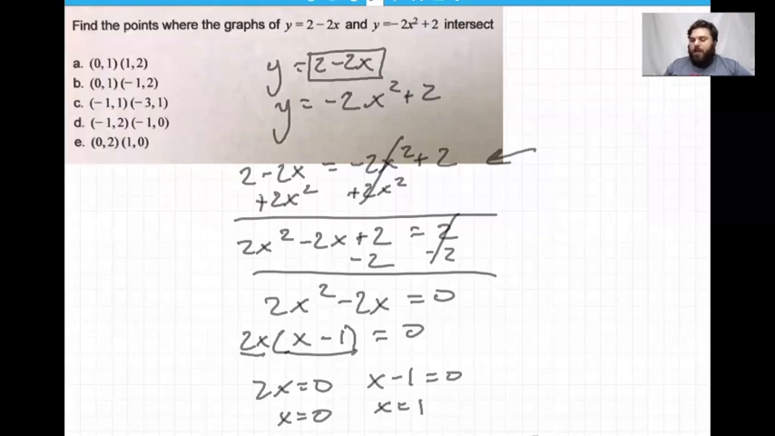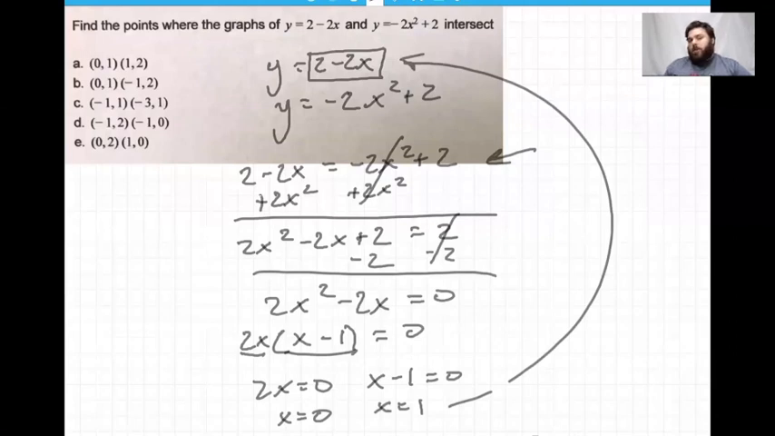I need to know the y values though. So I go back up into one of my equations. I'll pick the first one. You don't have to, but it's just as easy. Plug in 0 for x. You get y equals 2 minus 2 times 0. That gives me 2 minus 0, so y is equal to 2. So when x is 0, the y is equal to 2. That's going to be one of my solutions.